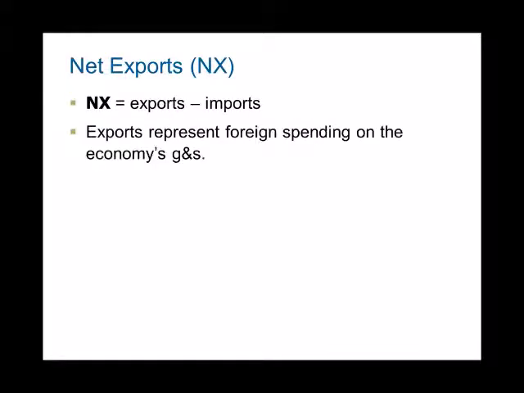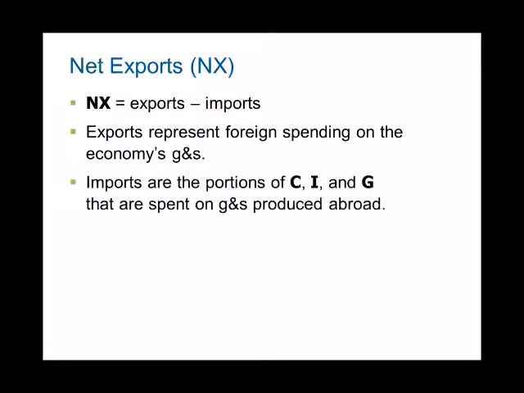NX stands for that. Exports, as we talked about earlier, represent foreign spending on goods and services. So when a British individual purchases a Nike shoe, that's considered to be a US export. But when we purchase, let's say, British textbooks from England, that's when we are importing products from England.